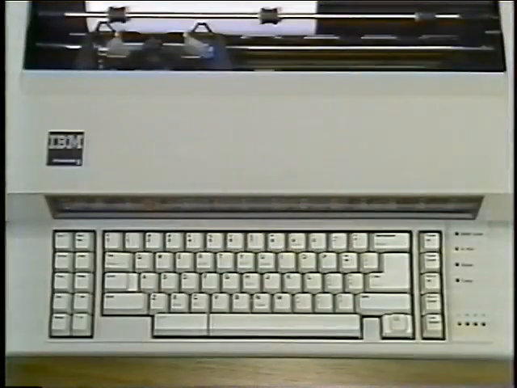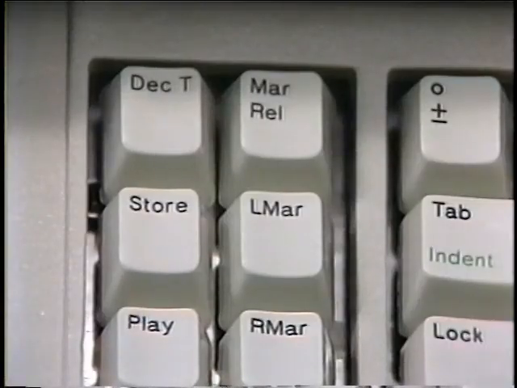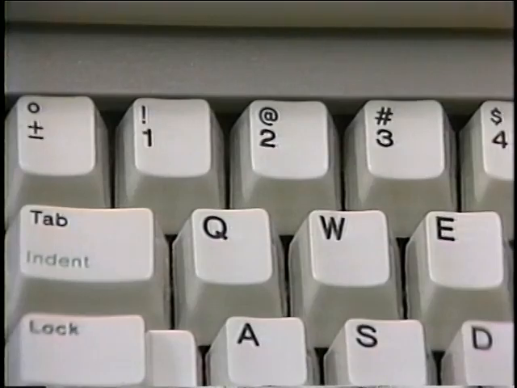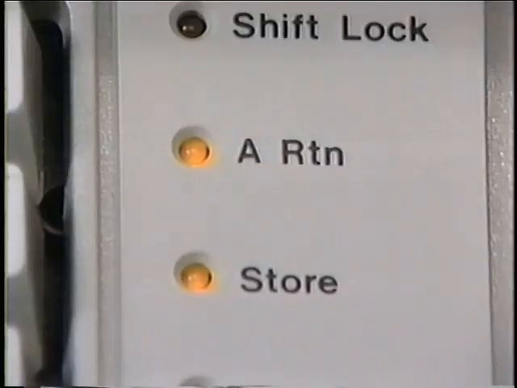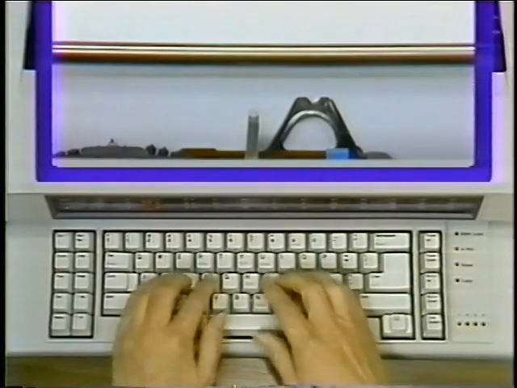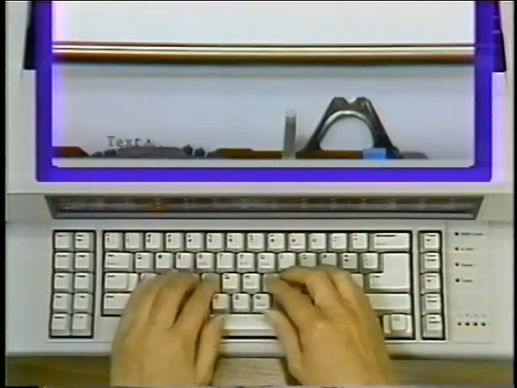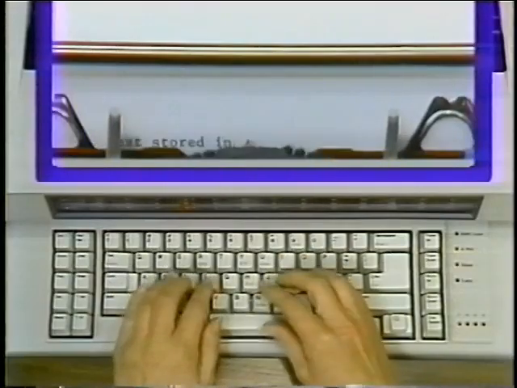To store text on this machine, press Store and type any number from 1 to 99. When the Store key button is released, the Store and Auto Carrier Return indicators turn on, and the carrier returns to the left margin. This indicates that the machine is ready to store text in the selected storage area. To take the machine out of store mode, press Store again.